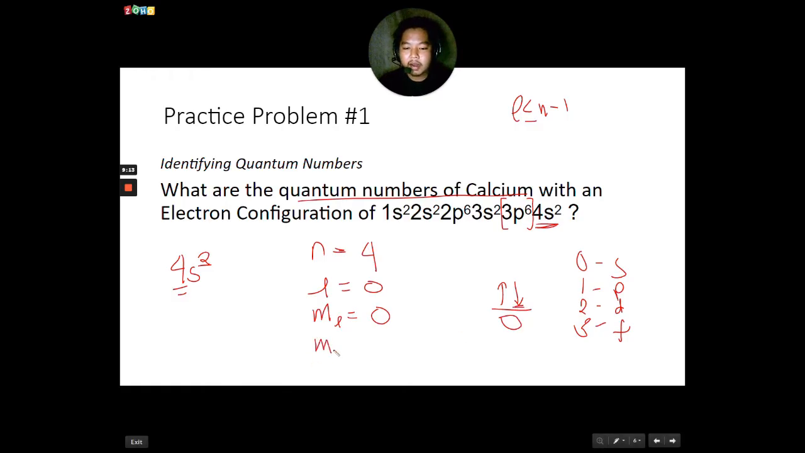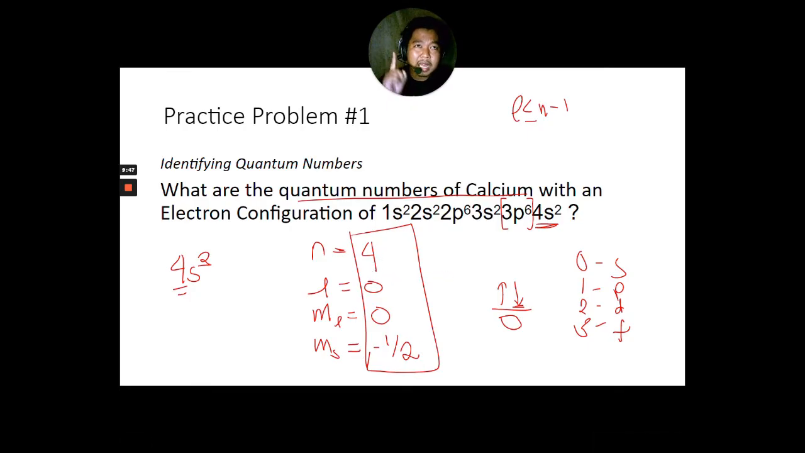So my M of S, or my spin quantum number, is negative 1/2. Alright? So my quantum numbers, if I'll be placing it horizontally, are 4, 0, 0, negative 1/2. Now if it's 4s1, that's a different element, and that would be a different set of quantum numbers. That would be ms positive 1/2.